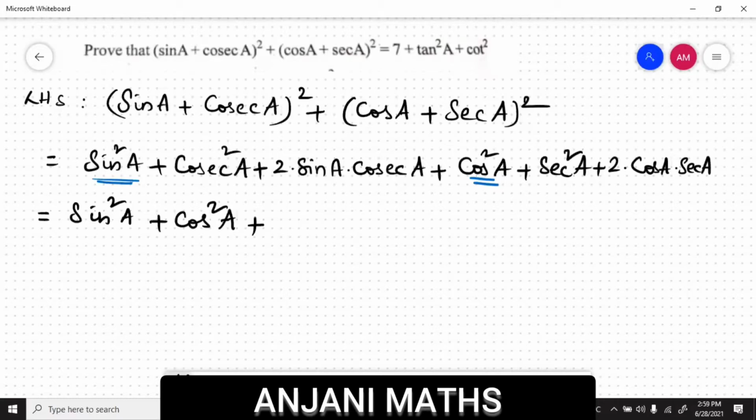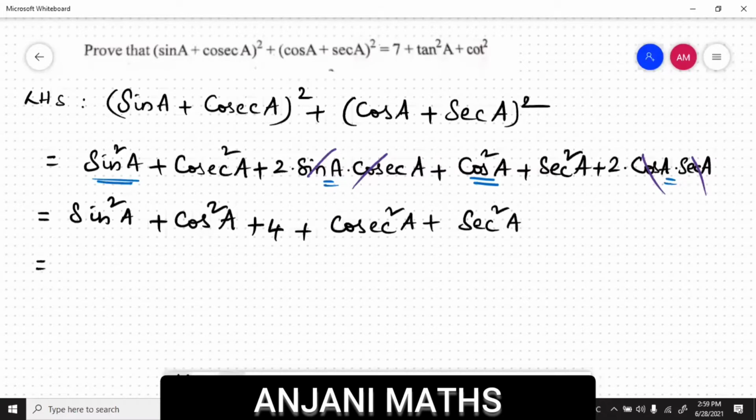And what about sine A and cosecant A? Sine A into cosecant A is equal to 1. Similarly, cos A into secant A is also equal to 1. So here we got 2 into 1, 2. Here 2 into 1, 2. So 2 plus 2, 4. So we completed this term also. So what are the remaining terms we are having? Cosecant square A plus secant square A. That is equal to, what is sine square A plus cos square A? This is equal to 1 by first identity.